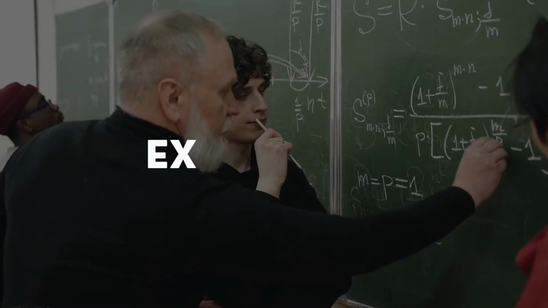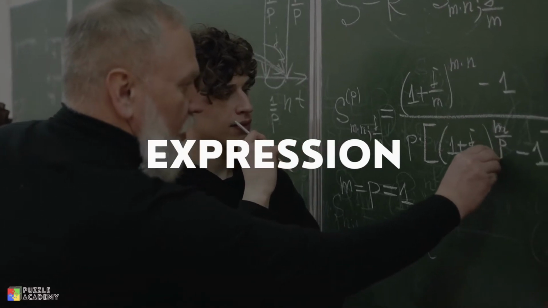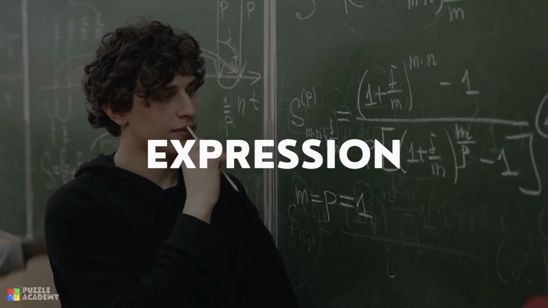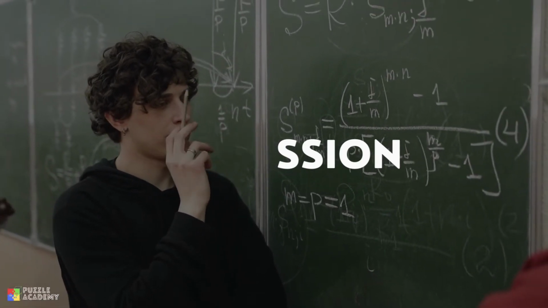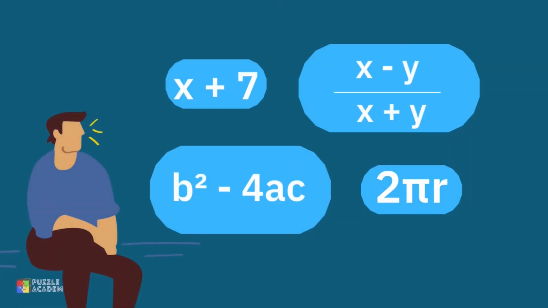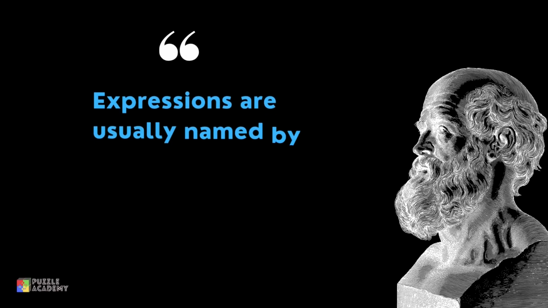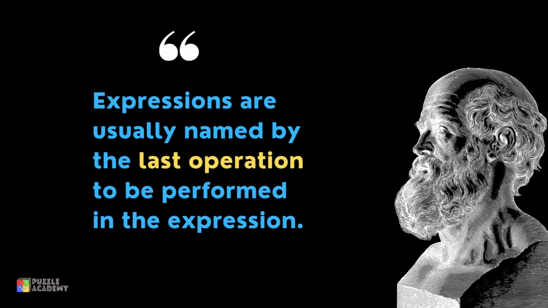The result of combining numbers and variables with the ordinary operations of arithmetic is called an algebraic expression, or simply an expression. Algebraic expression examples are as follows. Expressions are usually named by the last operation to be performed in the expression.